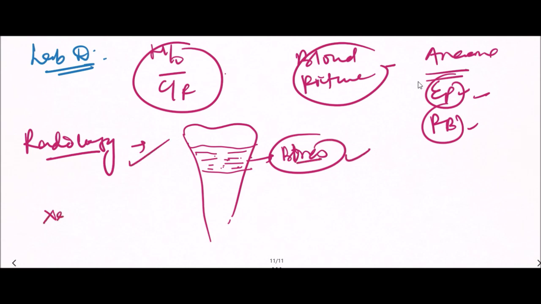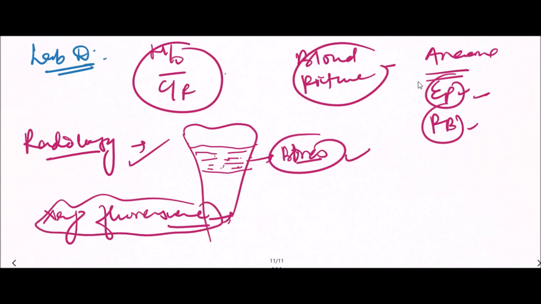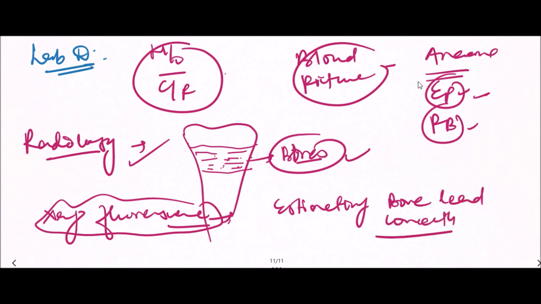And sometimes we can go for X-ray fluorescence. It is important in estimating lead concentration, bone lead concentration. X-ray fluorescence is efficient in estimating bone lead concentration. So this is about the laboratory diagnosis of lead.